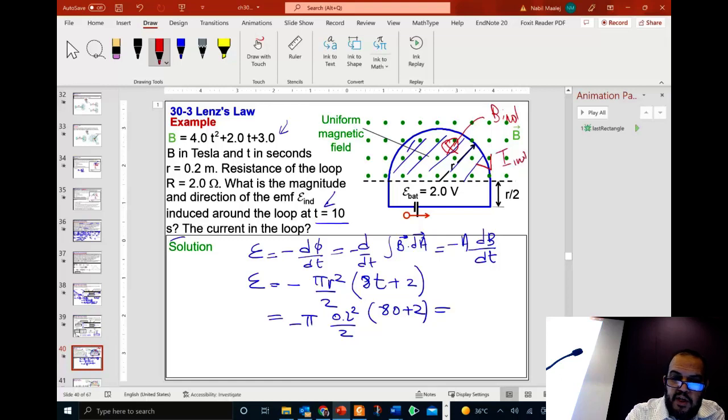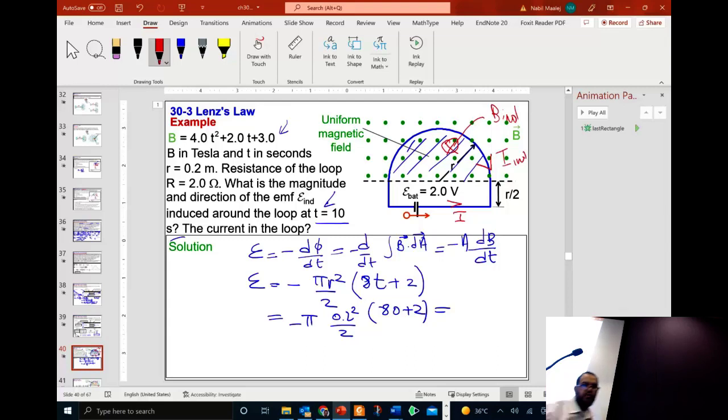It's opposed to the existing current. Notice the existing current is I, and the induced current is opposed to the existing current due to the battery. You see this battery here is causing this current. The induced EMF is now opposed to this current.